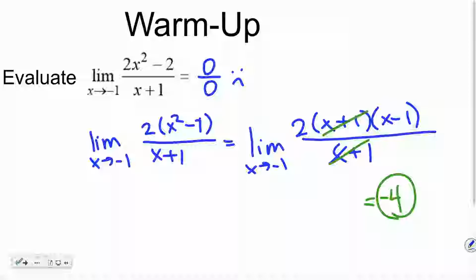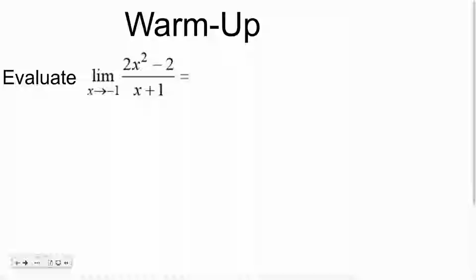Okay? So I want to go back to our warm-up problem. Rewrite it for me. Okay? If your limit is indeterminate, I want to see that you identified it that way. So do you see how I actually wrote 0 over 0? That's your sign to me that you're going to use L'Hopital's rule. It's 0 over 0. It's indeterminate. So we're going to apply L'Hopital's rule.